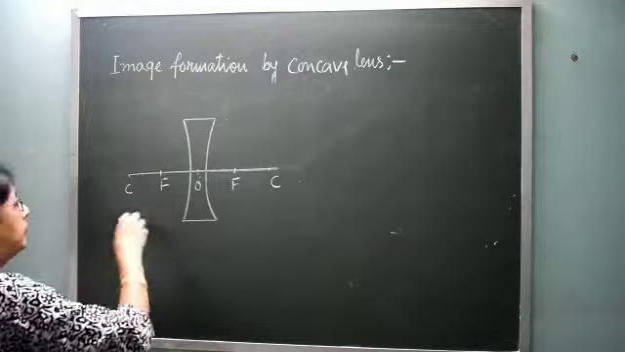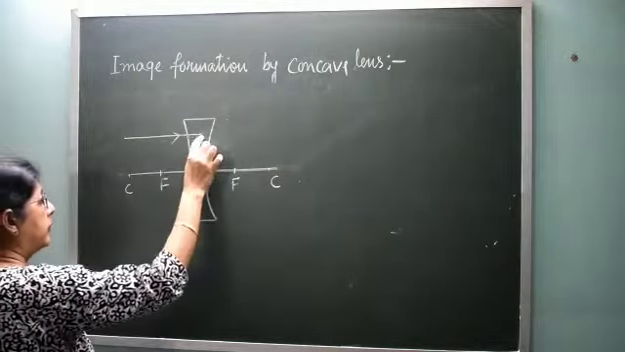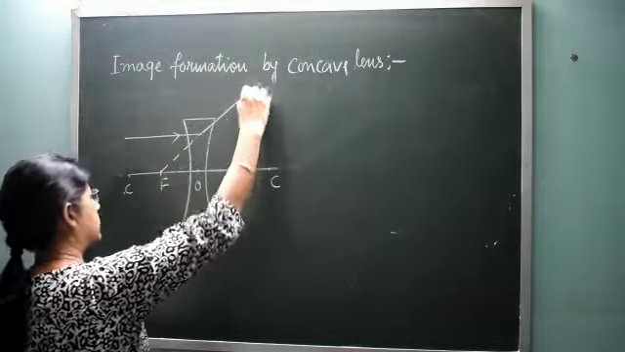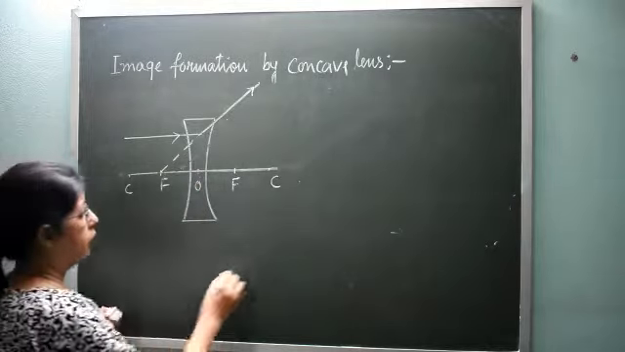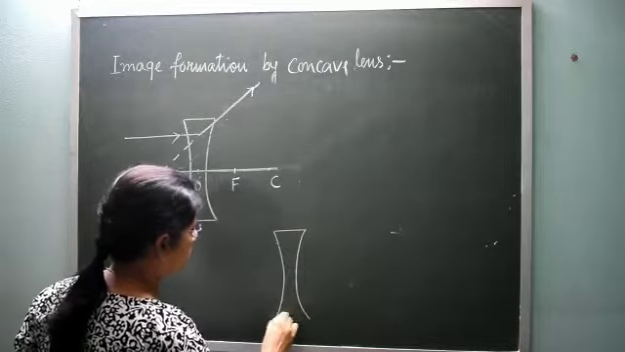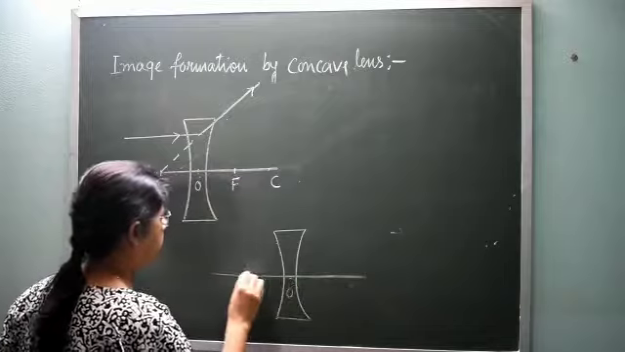Any ray coming parallel to the principal axis, after refraction by the lens, will appear to diverge from the focus. It will appear to come from the focus. This is rule number 1. Then next, say this is one concave lens. Similarly like before, this will be the optical center.